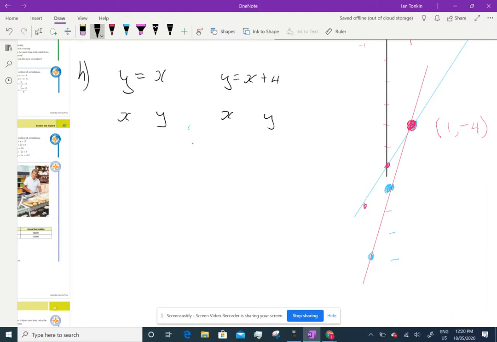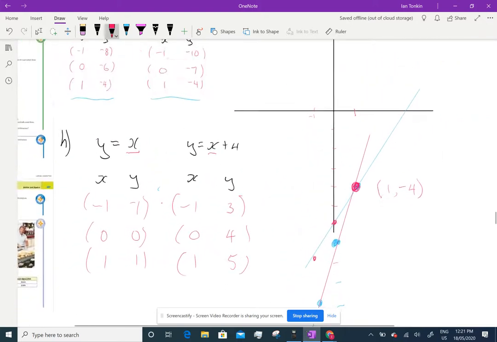and again, -1, 0, 1. And I tend to go negative first because that makes it easier, because I'm going from left to right. So all I've got to do is substitute in there. So y will equal -1, 0, and 1. Well, they're pretty easy coordinates. And over here, I'll put -1 in there. -1 plus 4, 3. 0 plus 4, 4. 1 plus 4, 5. They're my coordinates.